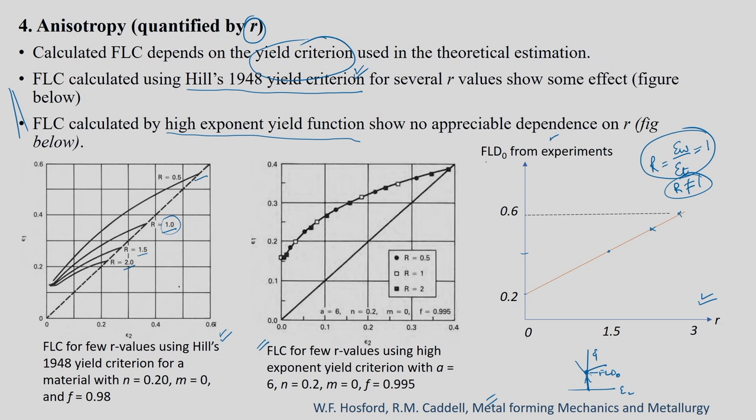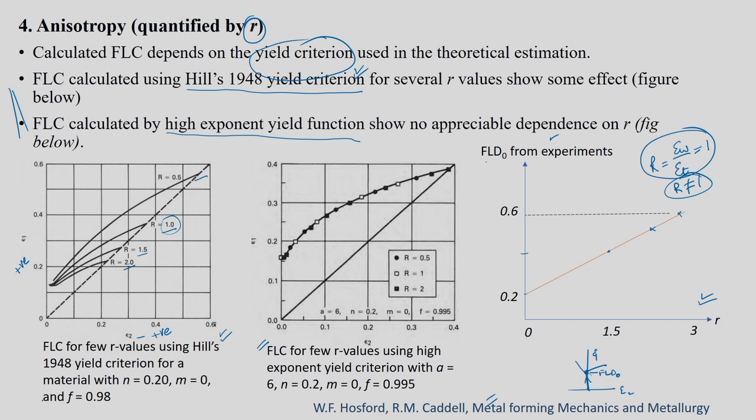Mainly on the right side of the forming limit diagram. You can see that epsilon 2 is only positive here. Of course, epsilon 1 is always positive. Okay, that is the way we draw it. So, you see that the R value is going to affect it in this fashion.